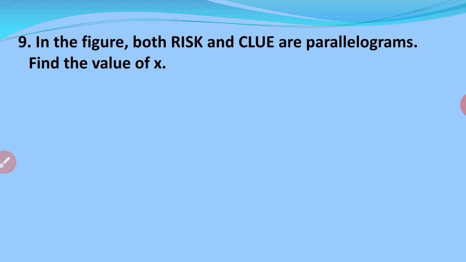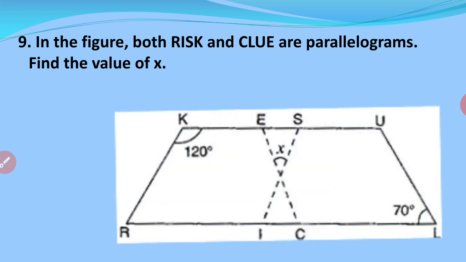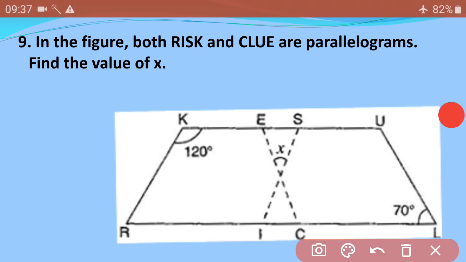Question number 9. In the figure, both RISK and CLUE are parallelograms. So we can say that there are two parallelograms. RISK is one parallelogram and CLUE is another parallelogram. There is overlapping of the parallelograms. This part is an overlapped part, which is a triangle.